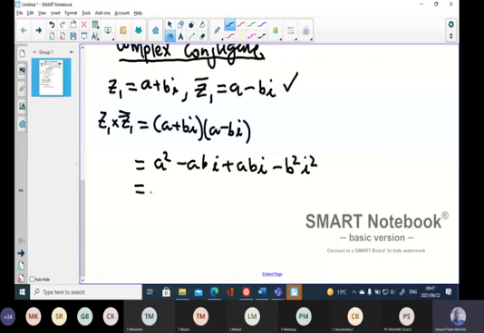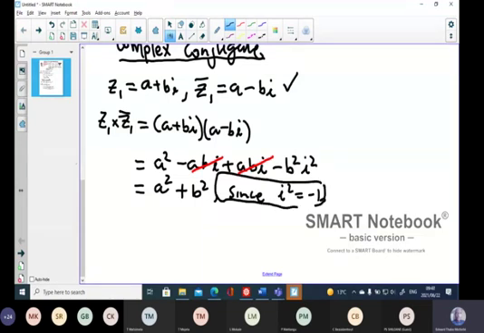So this is equivalent to, you can clearly see that these two are like terms. They will get rid of each other. So we have a squared plus b squared. Okay, since we know that i squared is equal to minus 1, this gives us that answer. So if you multiply a complex number by its conjugate, your answer will be a squared plus b squared. Okay.